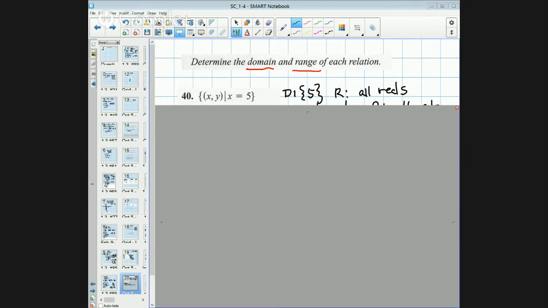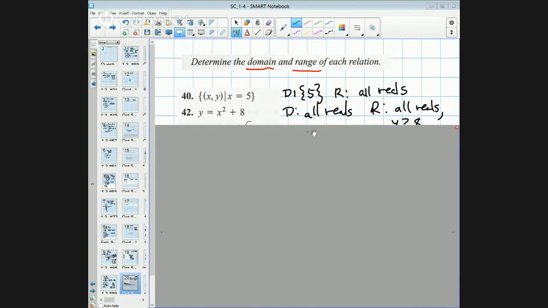The range, what values of y? Well, notice there was no restriction on that. So notice I just said, well, it can be anything. Okay, now let's look at number 42. Hopefully you recognize that that's just a parabola. That's just that parabola sitting on the origin, but it's been lifted up 8 units. That's what the plus 8 tells us.